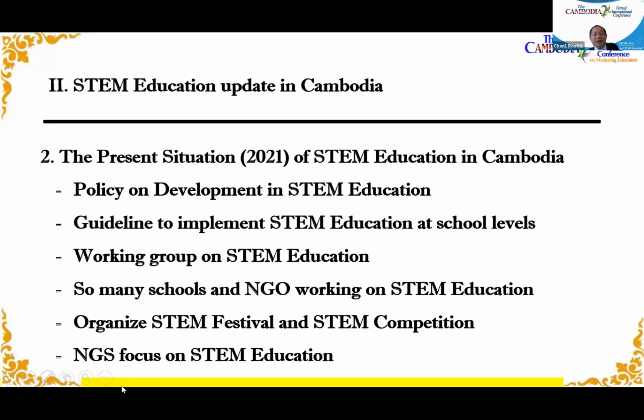On the present situation of STEM education in Cambodia, we have a policy on development in STEM education. We have guidelines to implement STEM education at school level. We have a working group on STEM education. Many schools and NGOs are working on STEM education, such as Innovation, Sisters in STEM, organizing STEM festivals and STEM competitions, and all new generation schools focus on STEM education. This is the situation of STEM education in Cambodia.